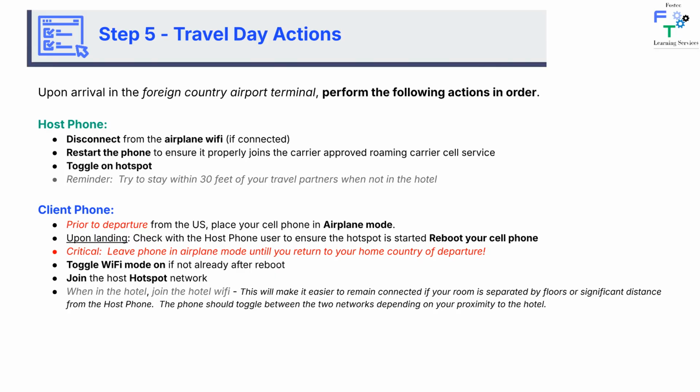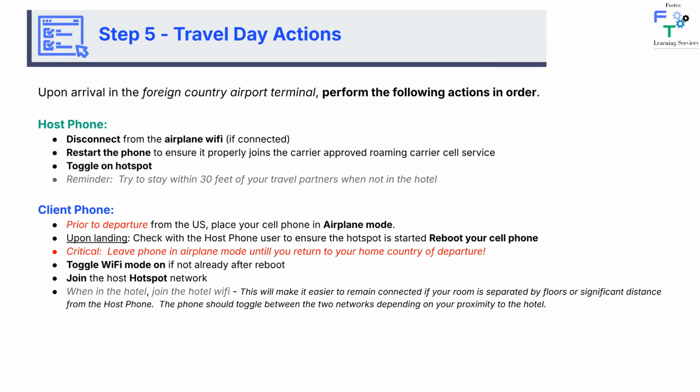Take the host phone out of airplane mode and then restart it. This will allow it to time sync and join the foreign carrier cell network. If after restarting your host phone, it does not join the international carrier network within a minute, another restart may be needed. Once connected to the roaming carrier network, toggle the hotspot on the host phone to on. With that completed, have each client phone restart and join the host Wi-Fi.